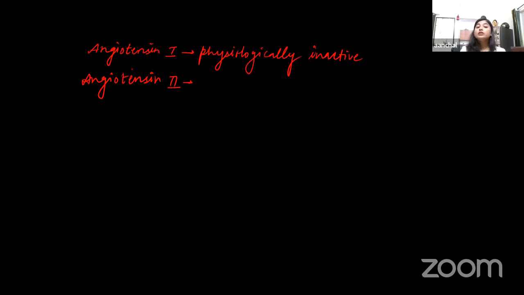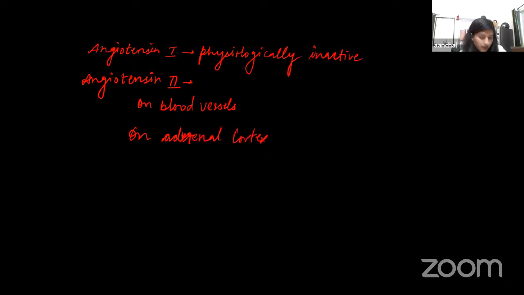So the work of this angiotensin 2 is very important, and it is the most active form, and its actions vary on blood vessels, second on adrenal cortex, then on kidney, on brain. So one by one, we're going to learn the action of angiotensin 2. First, we will discuss the action of angiotensin 2 on blood vessels.